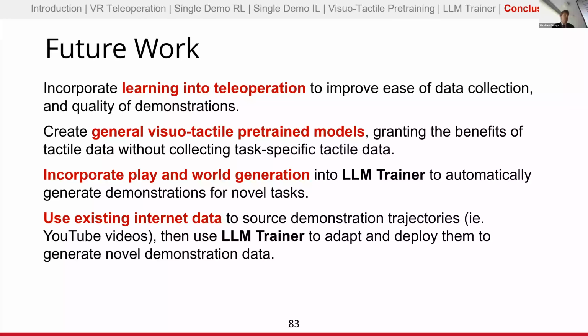And then similarly, for that single human demonstration that we use the LM trainer to generate, we could potentially use existing internet data, such as YouTube videos, to get those trajectories. We'd then also need the LLM to, say if we're doing it in simulation, select the objects in simulation to generate the potential scenes. But since there have been previous works on LLMs for generating scenes for training these demonstrations, that could be an interesting combination work where we create a truly automated learning process.